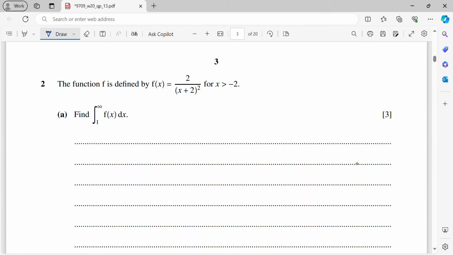Now for question number 2, the function f is defined by f(x) equals 2 over (x plus 2) squared, for x greater than minus 2. Now find the integration of f(x) with respect to x with limits from 1 to infinity. So integrate from 1 to infinity, 2 over (x plus 2) squared dx. Now, to solve this integration, because you have a term in the denominator, I will move it up. Once you move it up, it becomes a negative degree. So this is 2 times (x plus 2) to the power of negative 2, then dx.